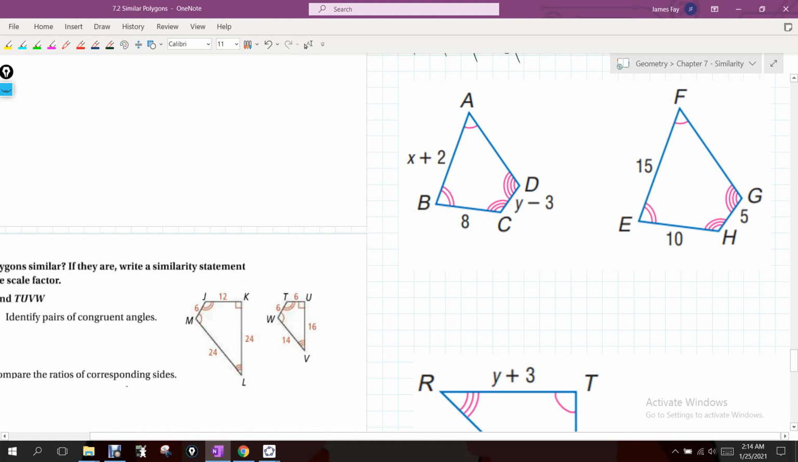So starting at angle A, B, C, D. So it went from 1, 2, 3 to 4. So that's going to be similar to F, E, H, G. So we're going to say AB compared to FE. BC compares to EH. CD compares to HG. And then AD or DA compares to FG or GF.